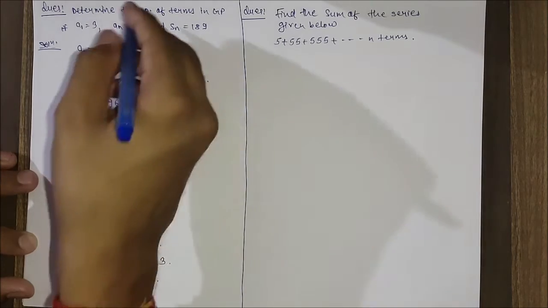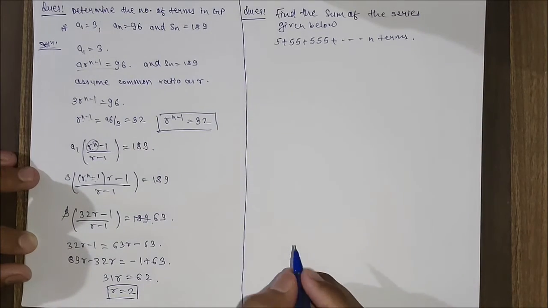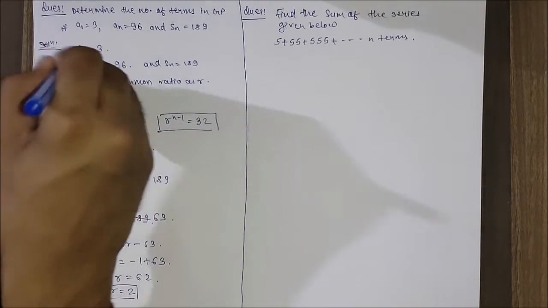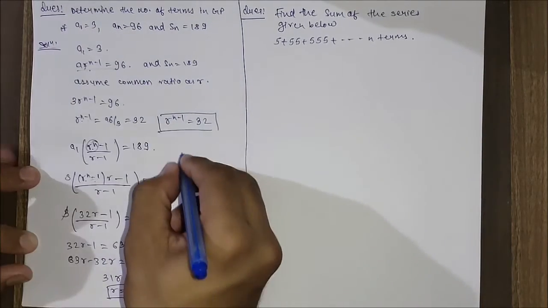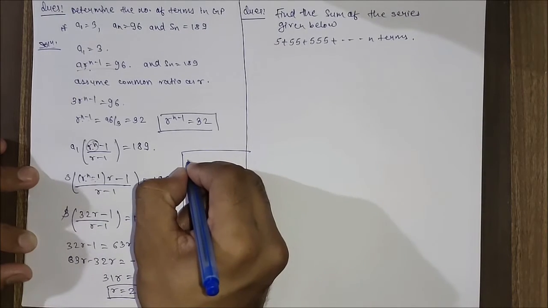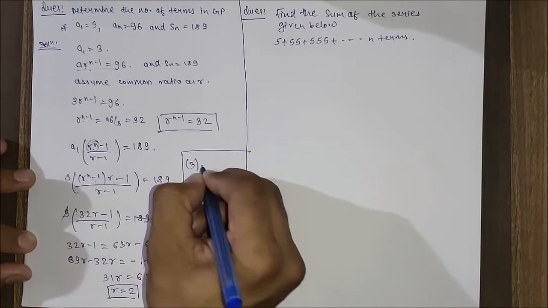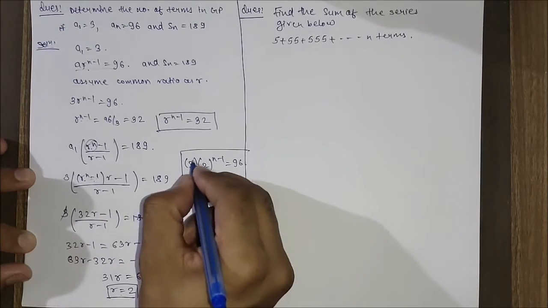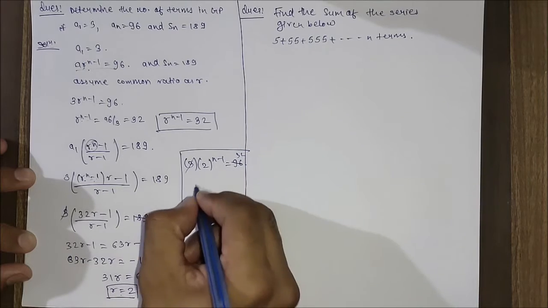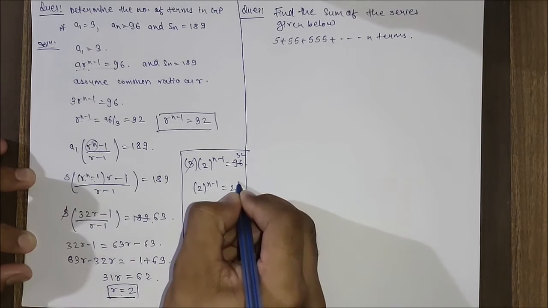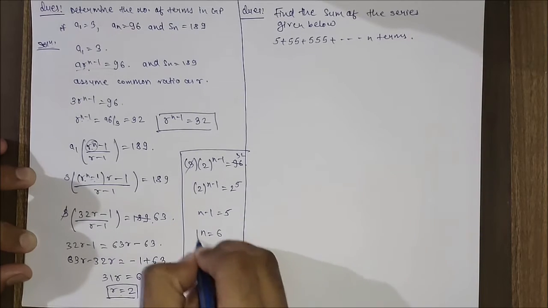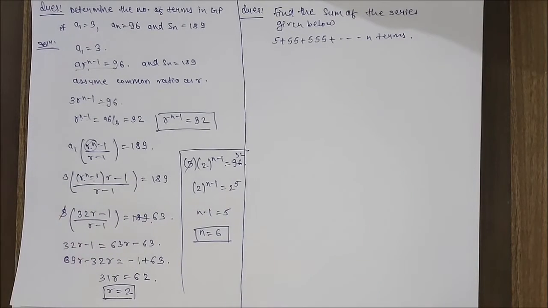We know r, and we have to determine the number of terms now. So we will put r equals 2 in this. We know A, we know r, we can find out n. So 3 times 2^(n-1) equals 96, so 2 raised to the power n minus 1 equals 32, which is 2 raised to the power 5. So n minus 1 equals 5, n is equal to 6. So the value of n for this question is 6.